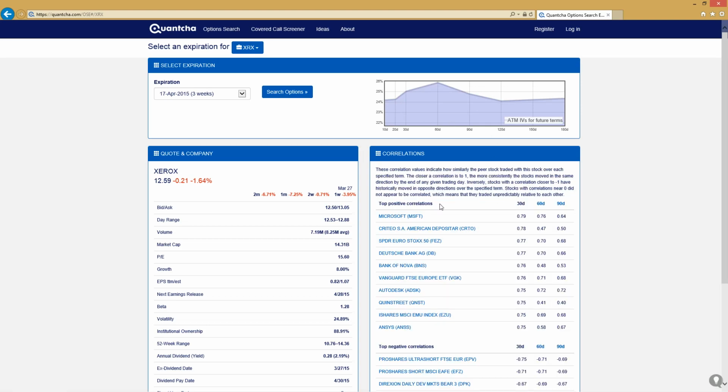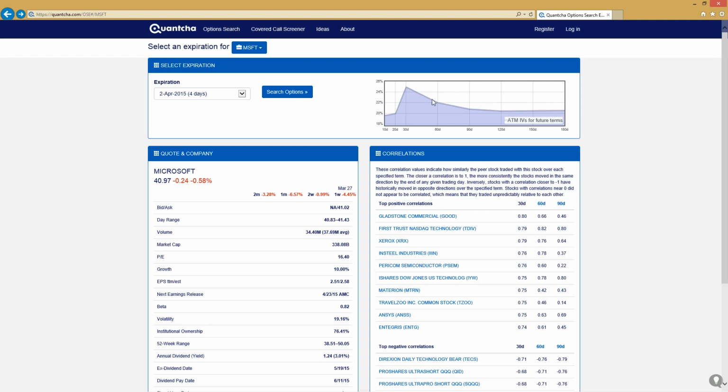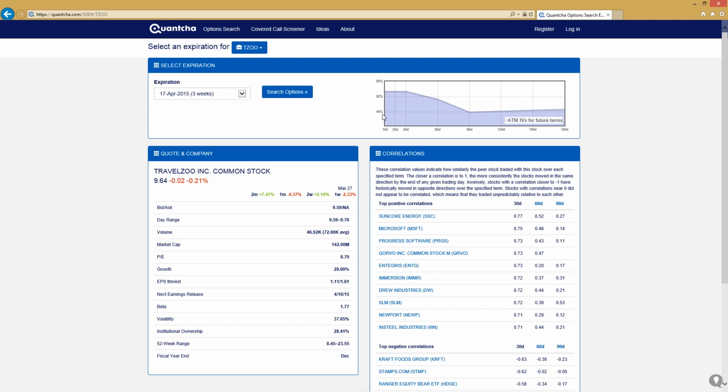And a good example here is if we look at Microsoft, there might be volatility here that you're just a little bit worried about. And so you might not want to trade that period of time, but you might look for something that doesn't have the same spike in volatility. So maybe, if Travelzoo has a different, well, not a great example, but you get the point.